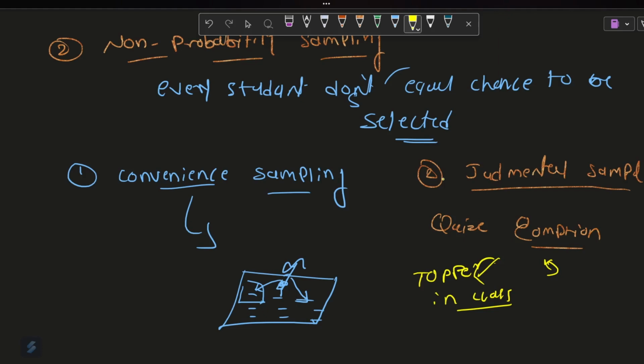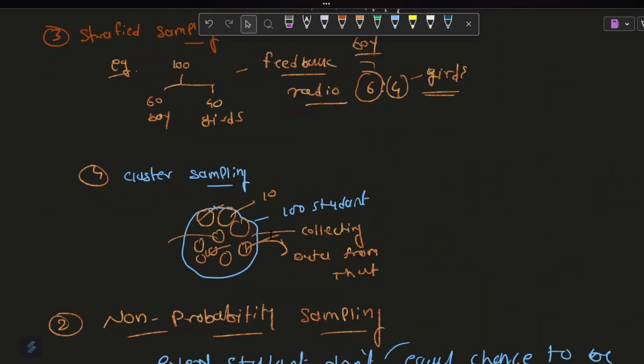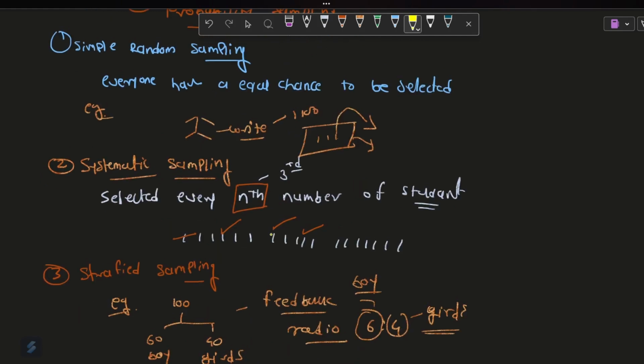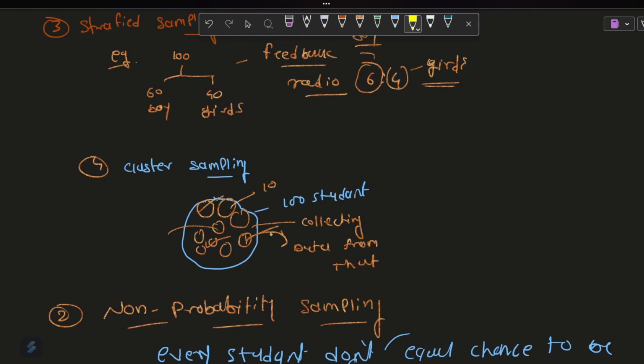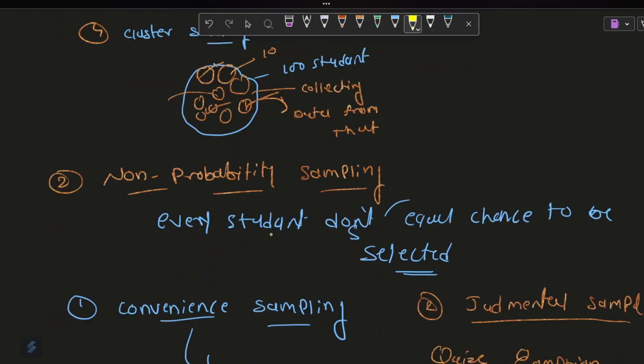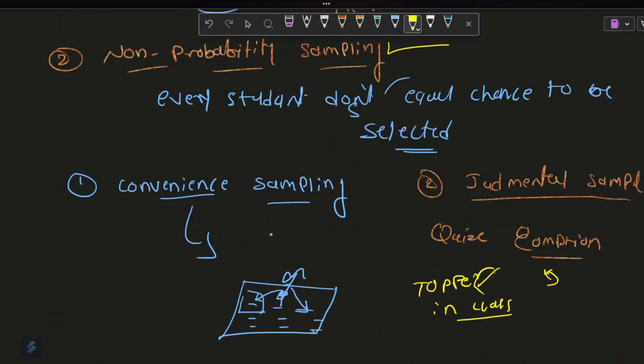So I hope you understand the types of sampling: simple random sampling, stratified sampling, systematic sampling, cluster sampling. Similarly, in non-probability sampling, convenience sampling and judgmental sampling.